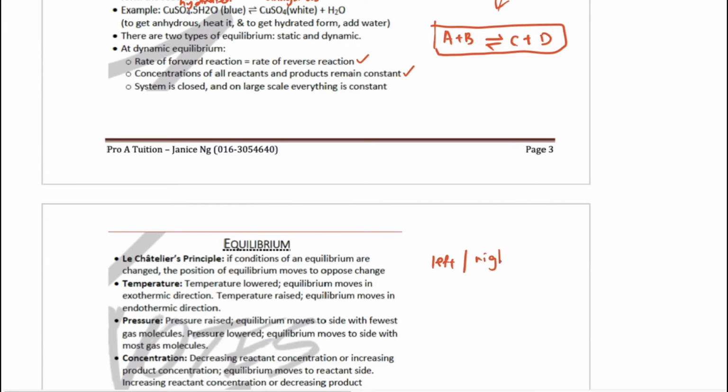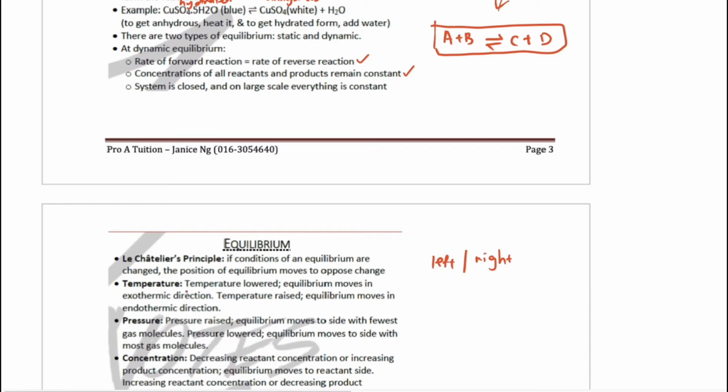How do we know whether it moved to the left or right? The principle never said anything, they just say it moved. The idea is you have to move in a direction that opposes the change. What do you mean by oppose the change? For example, if you affect the system by lowering the temperature, let's say they are reacting at room condition, you put them in a freezer, and the temperature is lowered. The equilibrium moves in the exothermic direction, where heat is released through the chemical reaction.